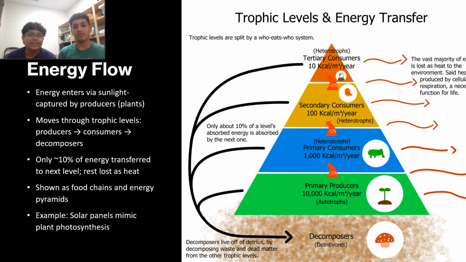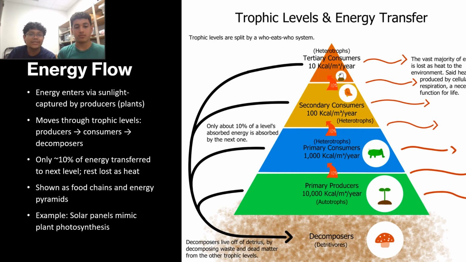Energy enters via sunlight captured by producers, which is normally plants, but it isn't only plants. It's also just photosynthesizers. This moves through trophic levels from producers to consumers to decomposers. And only about 10% of energy is transferred to the next level, as heat uses most of it. Shown on the pyramid right here.